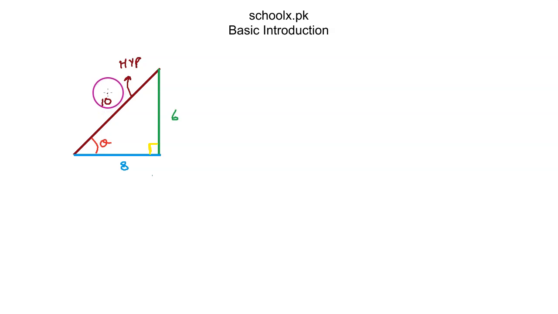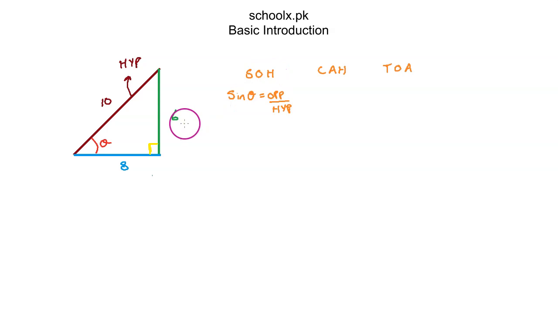Okay. So now, all you need to learn is this: SOH CAH TOA. If you want to find the sine of this angle, sine of theta, that will be sine of theta equals opposite over hypotenuse. O stands for opposite and H stands for hypotenuse.